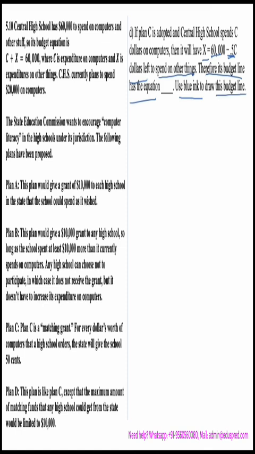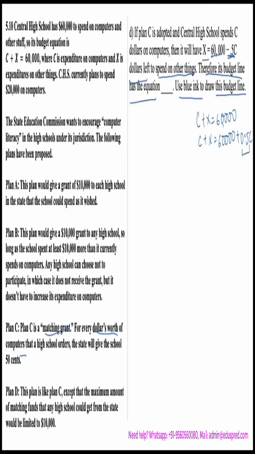And plan C says that plan C is a matching grant. That means for every dollar worth of computers that a high school orders, the state will give 50 cents of credit. So here we know that the initial budget constraint was C plus X is equal to 60,000. Now the government is saying that for every dollar worth of computers that a high school orders, the state will give it 50 cents. That means if you are spending C on computers and X on other stuff, you have a budget of 60,000, and you will have an additional 0.5 C from the government.